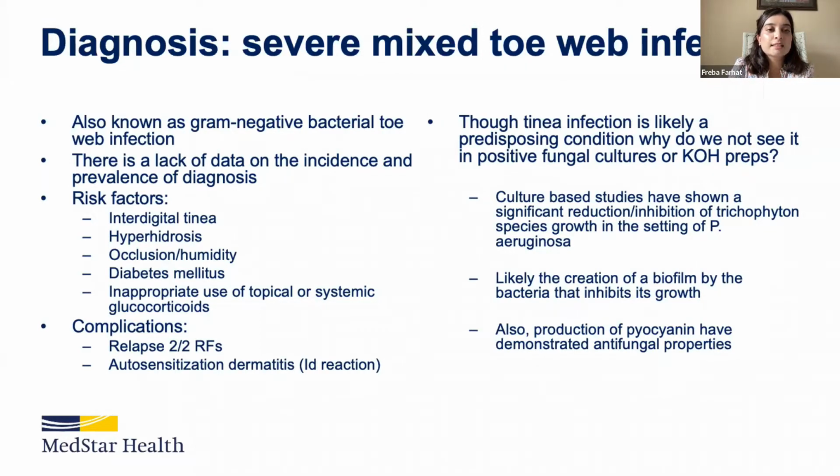Though there are some culture-based studies that have postulated and have shown that there is certainly a reduction in inhibition of trichophyton species in this setting and robust growth of Pseudomonas aeruginosa. And this is likely due to the creation of a biofilm that inhibits its growth when it's so robust in itself. And then also the production of pyocyanin, which is a phenazine that Pseudomonas aeruginosa makes, has been demonstrated to have antifungal properties. And so what I think happens here is that because you have an overgrowth of your Pseudomonas, you're not going to see those fungal cultures or KOH preps be positive.